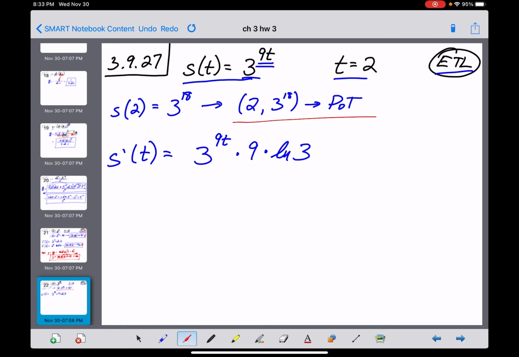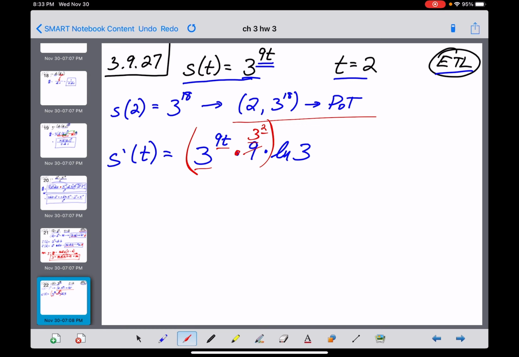Now, something interesting happened right here, and I haven't looked at the solutions manual yet to see if they took advantage of this or not. You could just rewrite this as 9 times the natural log of 3 multiplied by 3 to the 9t power, but what's interesting is the fact that 9 is 3 squared. And if you look at what's going on right here, guys, we're multiplying 3 to a power multiplied by 3 to another power.